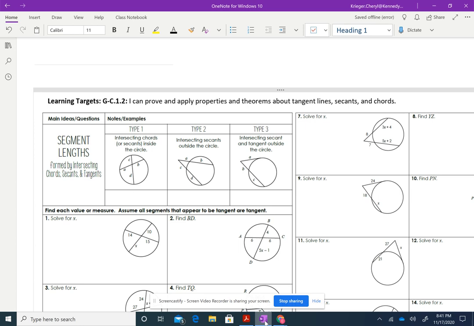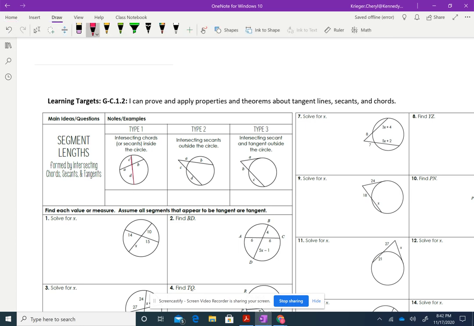So type 1 says we have intersecting chords inside the circle, right? Here's a chord and here's a chord. We can set them up to be proportional and say that A times B equals C times D. All right, and we use this when they're intersecting. So that's the key here. If they're intersecting, we use this property.